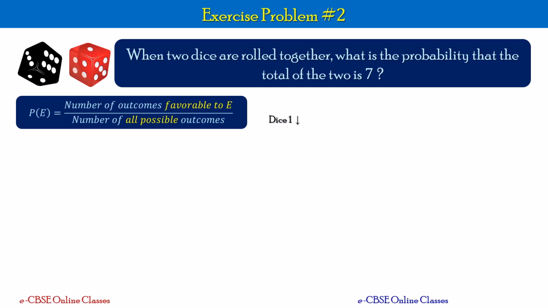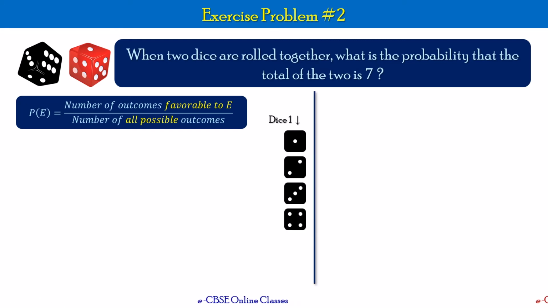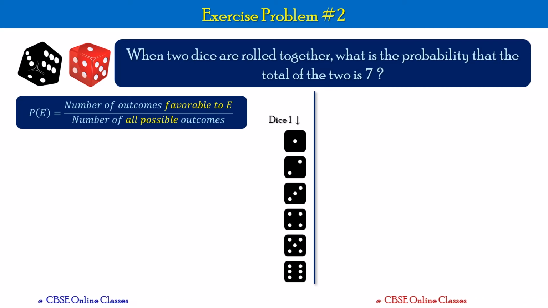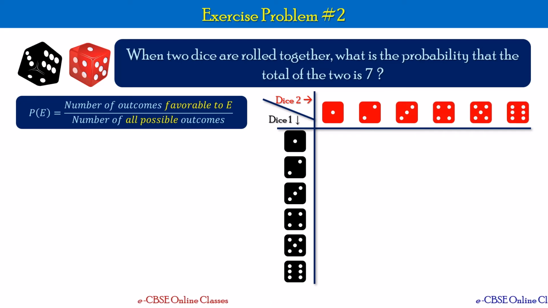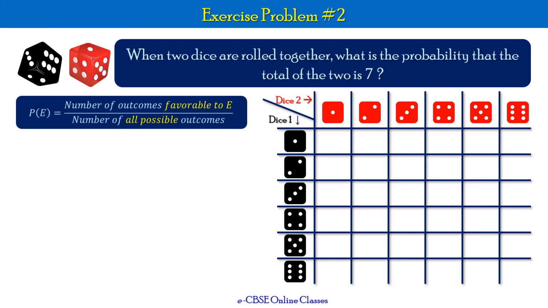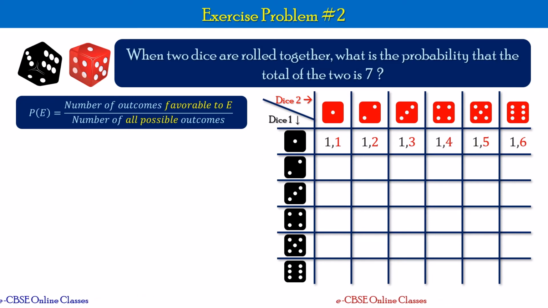Now, let us write all the possibilities for dice 1. That is 1, 2, 3, 4, 5 and 6, right? Now, let's write the possibilities of dice 2. Again, that will be 1, 2, 3, 4, 5 and 6, right? So, when dice 1 is showing 1, there are 6 different possibilities of dice 2, right? That is, it can be 1, 2, 3, 4, 5 or 6. So, there are 6 possibilities when dice 1 is 1, correct?